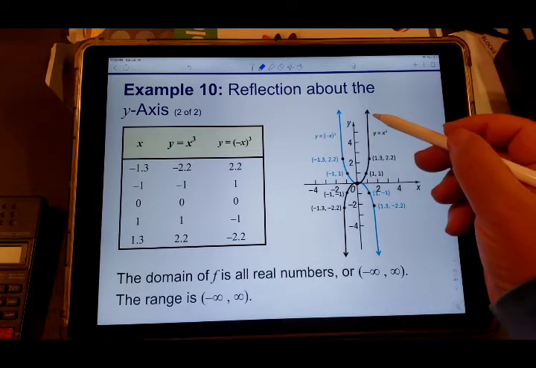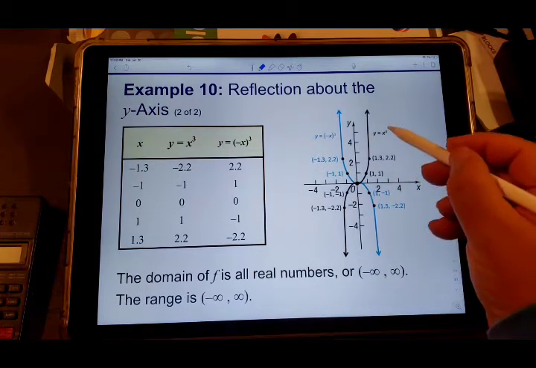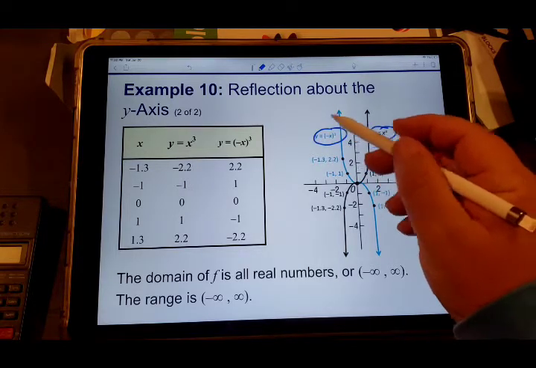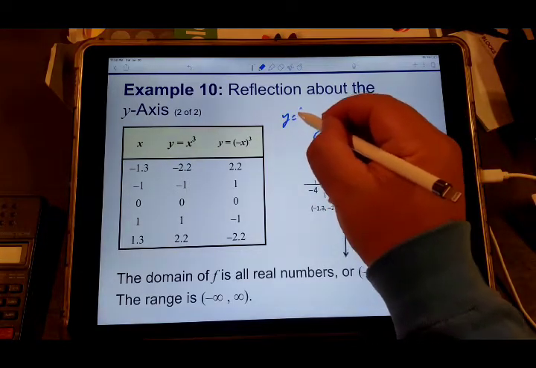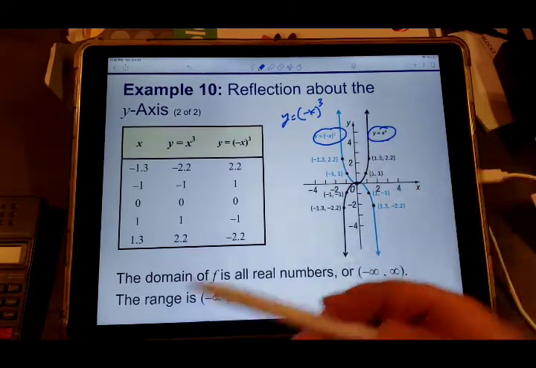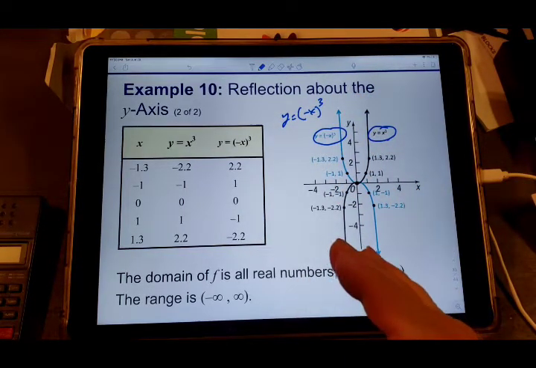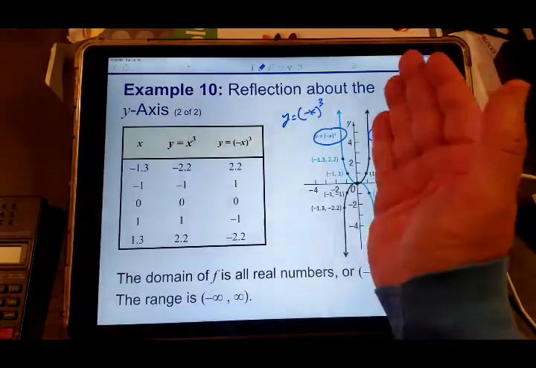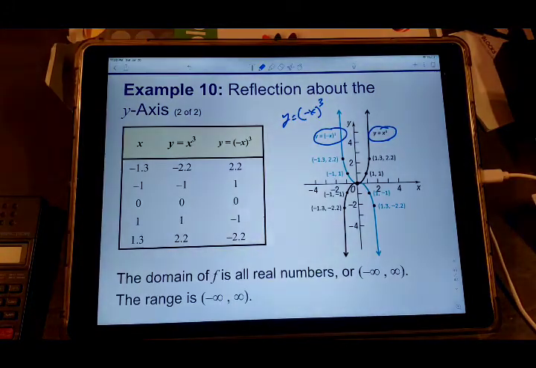And we have an example. All right, so the black graph is y equals x cubed. The blue graph is y equals (minus x) cubed. And by doing that, what I did was I reflected this graph along the y-axis, reflected it this way.